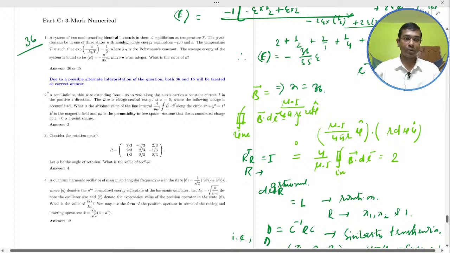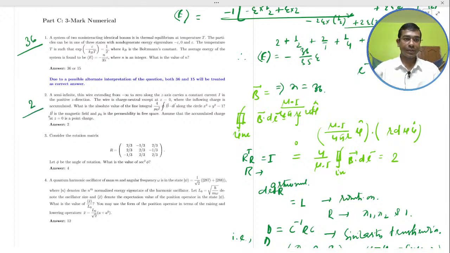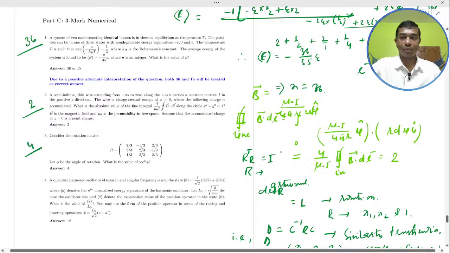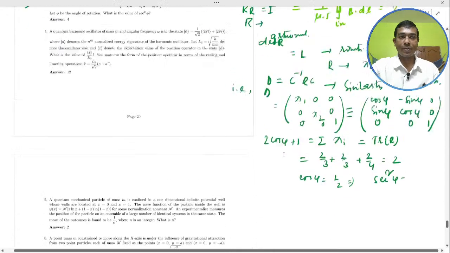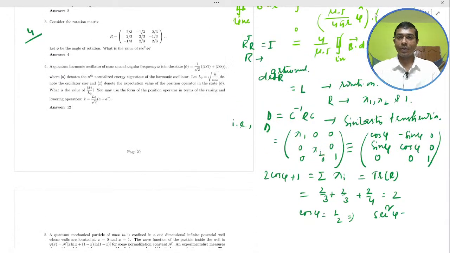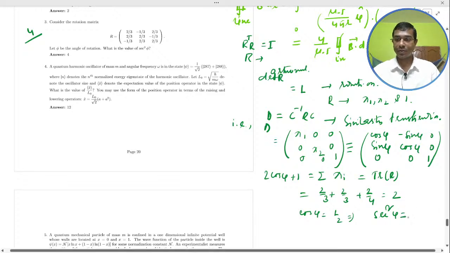Here the correct value is 4. Next, question number 4. And here the answer should be sec square phi equal to 4.